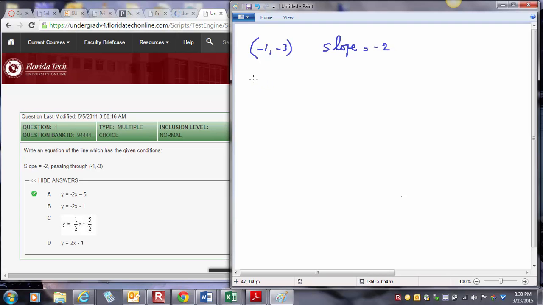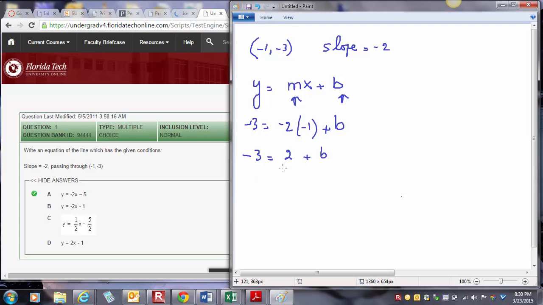So the easiest way to find the equation of the line is to use the slope intercept equation, which is y equal to mx plus b. This is called the slope, and this is the y-intercept b. So in this case, if I substitute y = -3, because this is the y coordinate, and I substitute m equals -2, and x would be -1, and the only variable would be b. So if you multiply here, this is -3 equals -2 times -1 would be +2, and then plus b.